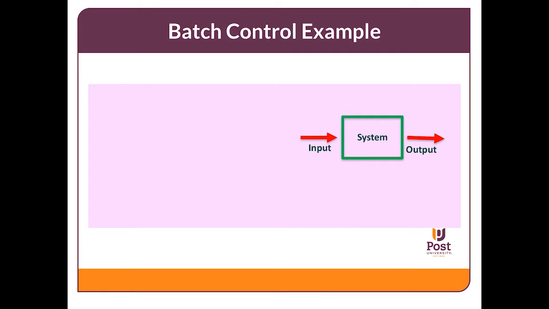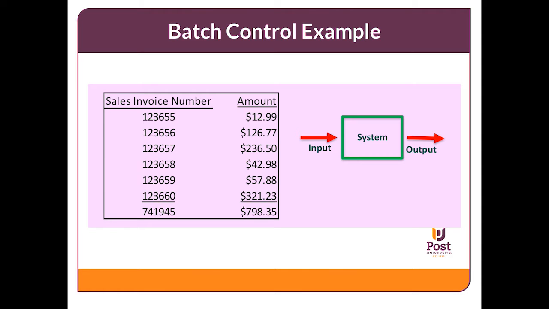Here is an example of the different batch controls. We are going to process transactions through a system, and we want to ensure everything is processed accurately. The concept is that we develop a check number for the input and compare it to the output. Here are the 6 invoices we are going to process. The item count is the number of items, 6.